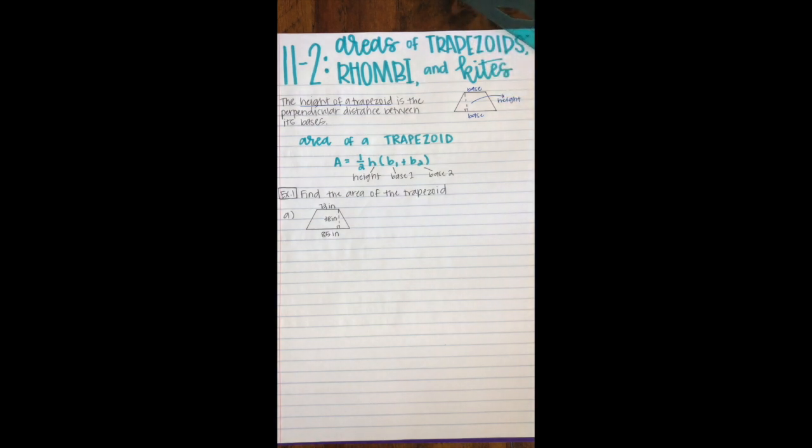So today we're learning about the area of trapezoids, rhombi, and kites. We're going to start with a trapezoid first. A trapezoid, remember, has two parallel sides. Those are the bases. And then the perpendicular distance between them is the height. It has to be straight at a right angle.